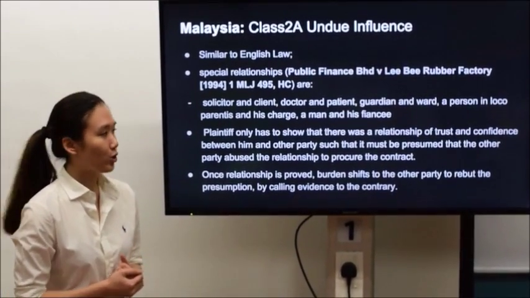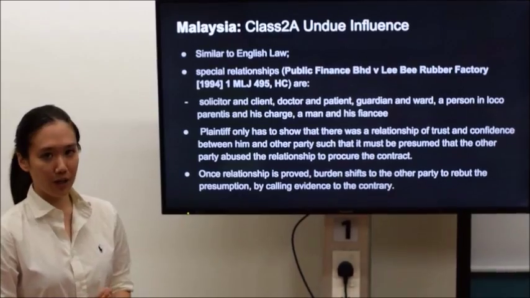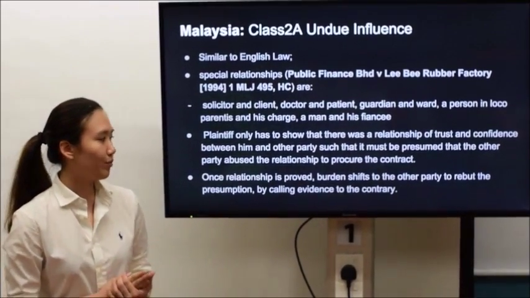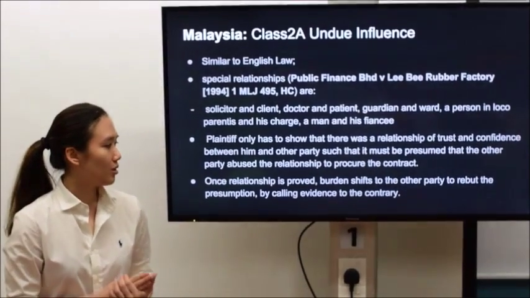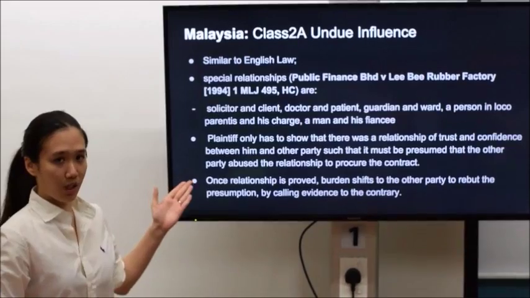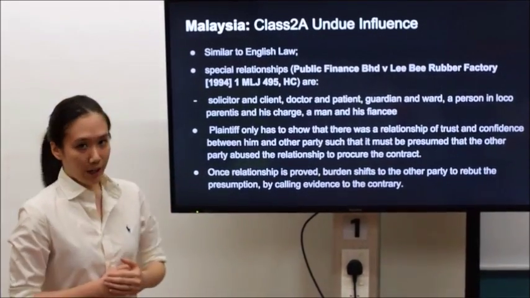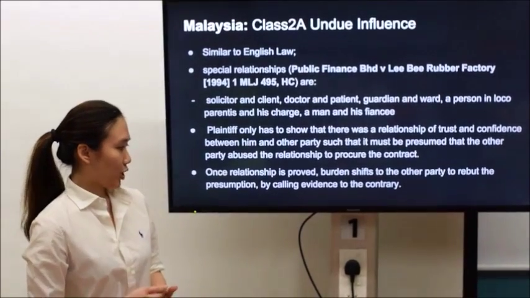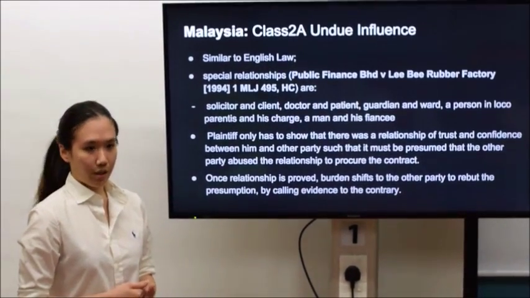The plaintiff only has to show that there was a relationship of trust and confidence between him and the other party, such that it must be presumed that the other party abused the relationship to procure the contract. So this is quite similar to the English requirement. And once the relationship is proved, the burden shifts to the other party to rebut the presumption by calling evidence to the contrary.